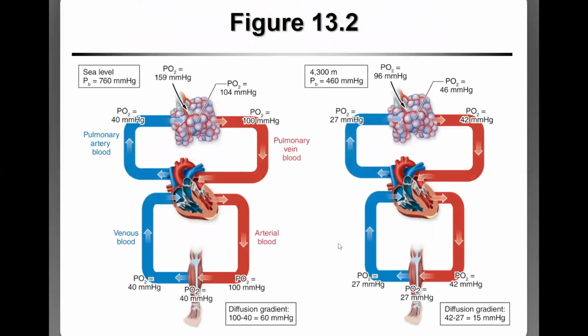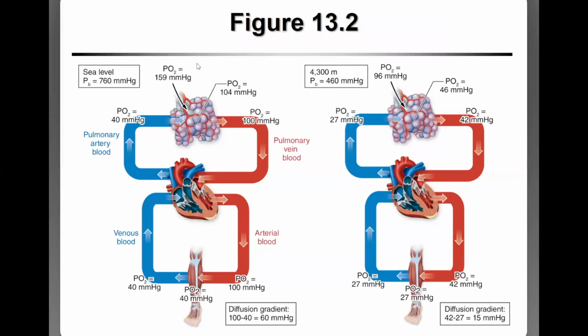So to talk about that a little bit more, we're going to use this figure. This figure should look familiar. The left-hand panel we've seen in a different section, where at sea level, the partial pressure of oxygen in the atmosphere is 159, where we just got this number by multiplying the barometric pressure by 21%. And then at the alveoli, the partial pressure of oxygen drops to 104 millimeters of mercury.